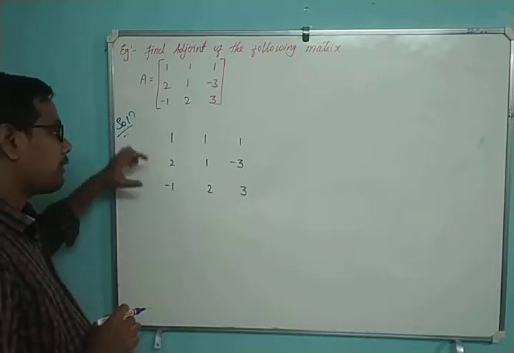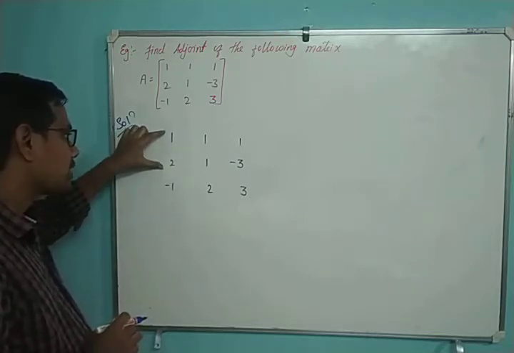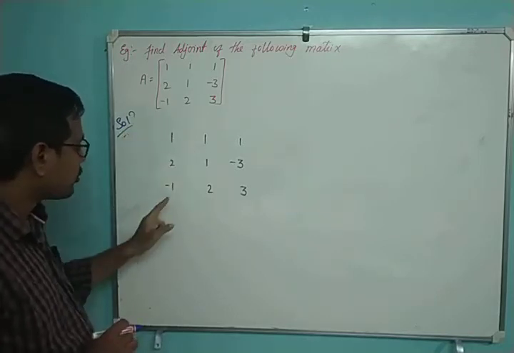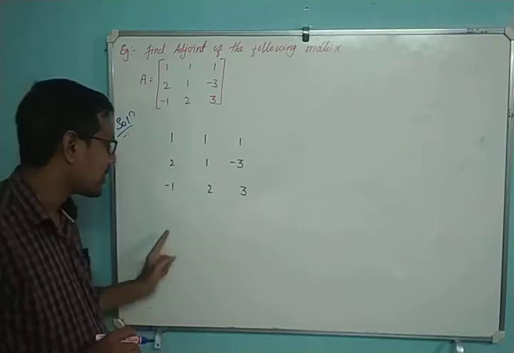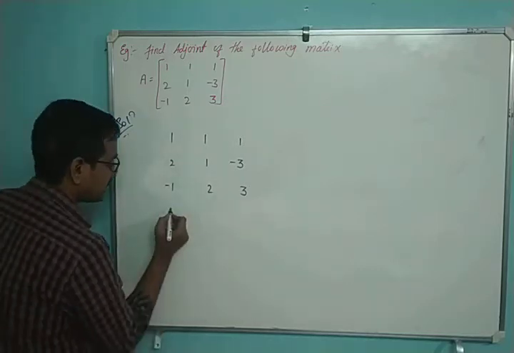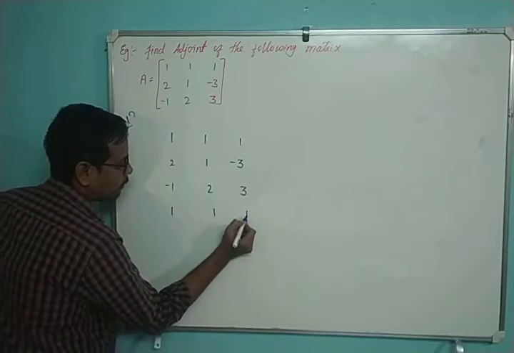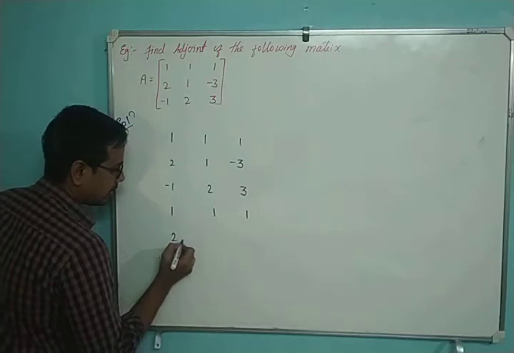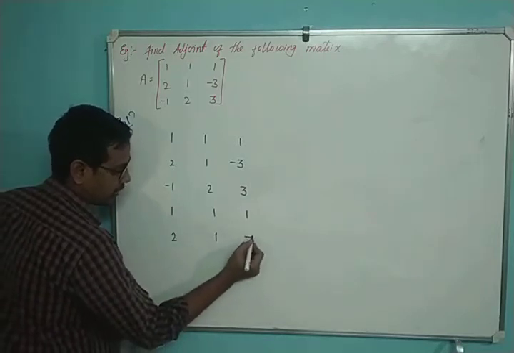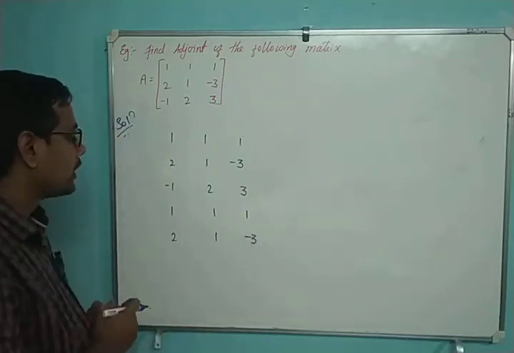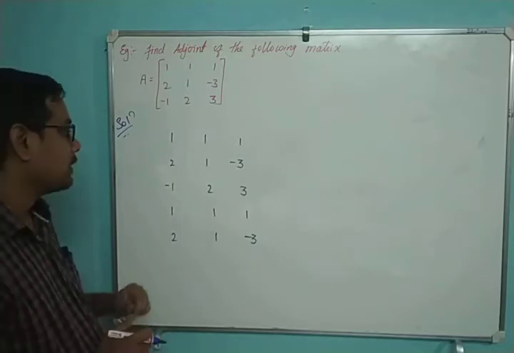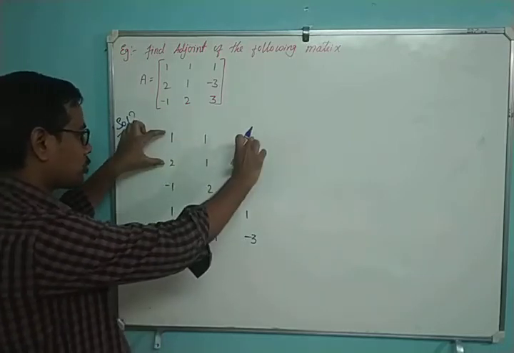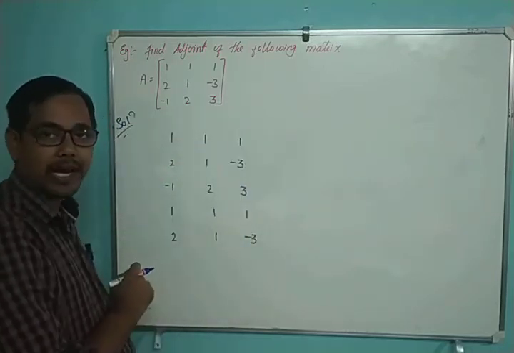What is the trick? The first step is to reproduce these two rows as the 4th and 5th rows. The first row has to be written as the 4th row, so this is 1, 1, 1, and the second row has to be written as the 5th row. What is the first step? Our matrix was only these 3 rows and 3 columns. These 2 rows we have reproduced here as they are.